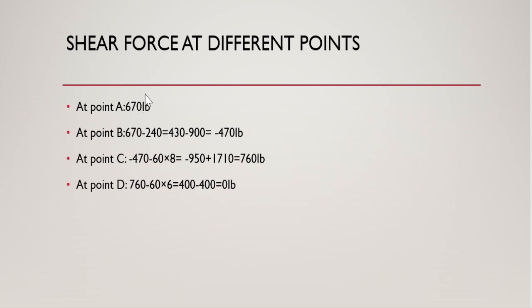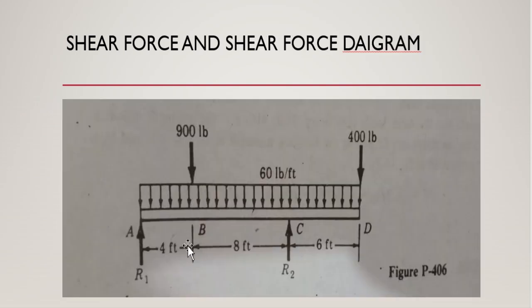Now we have to find the shear force at different points. For RA, the shear force, that is the reaction force, its value is 670. At point B, we have to sum up the uniformly distributed load. We multiply 4 into 60 and get the value of 240. This uniformly distributed load is acting downward and this reaction force is acting upward, so we have to sum up these values.